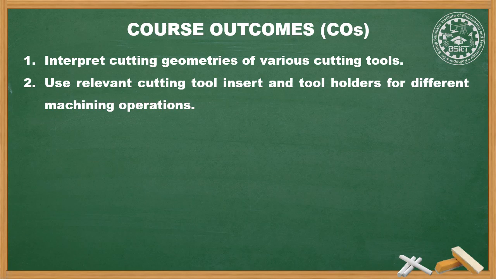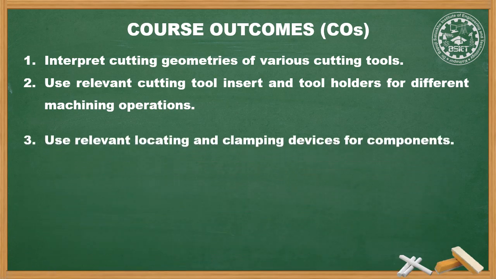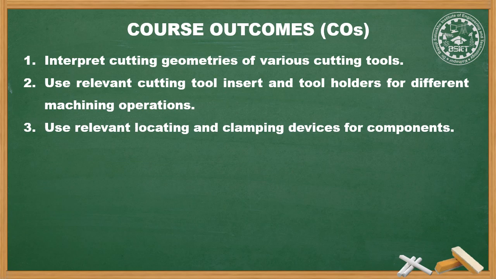Tool inserts are the type of tool which are used instead of a whole tool, and tool holders are the devices which are used to hold the tools. We will be learning different types of tool inserts and tool holders in this subject. Next, use relevant locating and clamping devices for components. Clamping and locating is very important for proper machining of workpiece. So we will be learning different locating and clamping devices of the components.